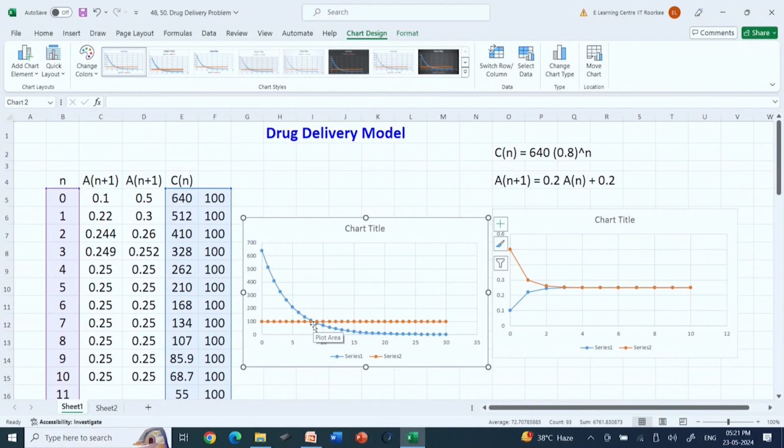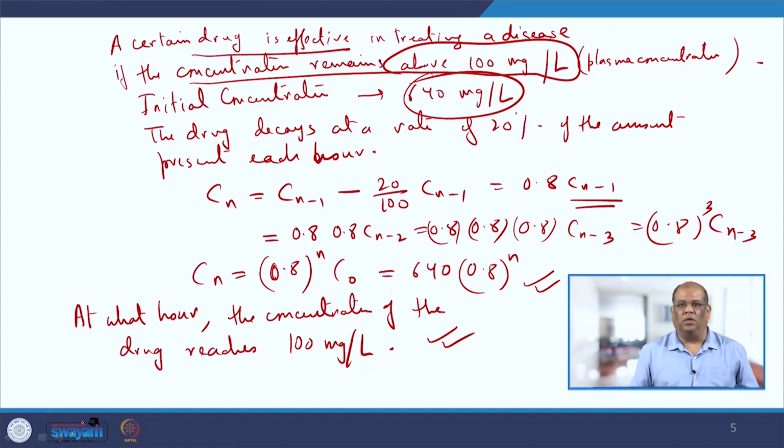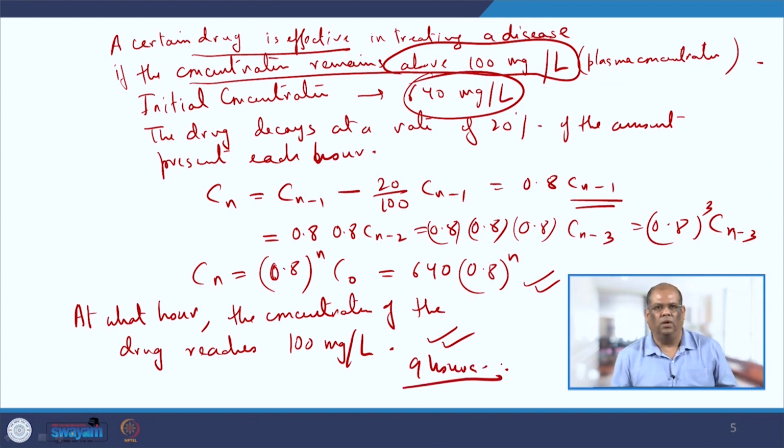Let us now go back to our slides. So, the answer to our question, at what hour the concentration of the drug reaches 100 mg per L, is approximately 9 hours, which we have shown by solving this model numerically.